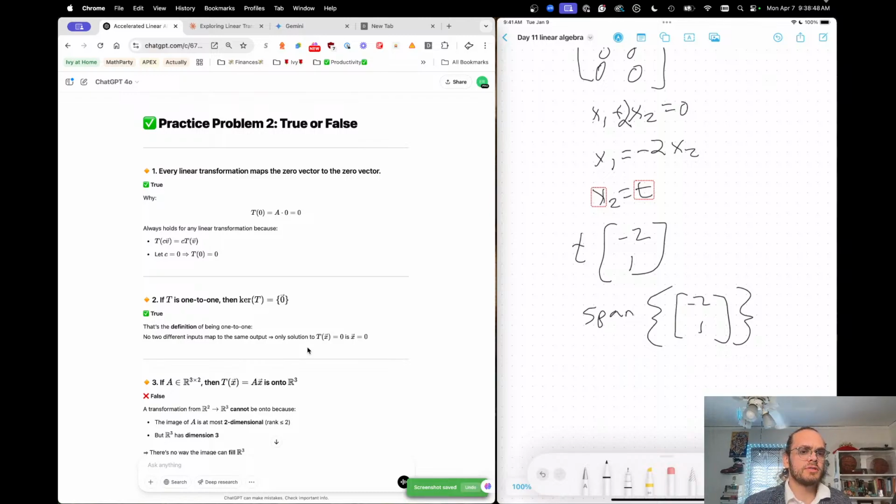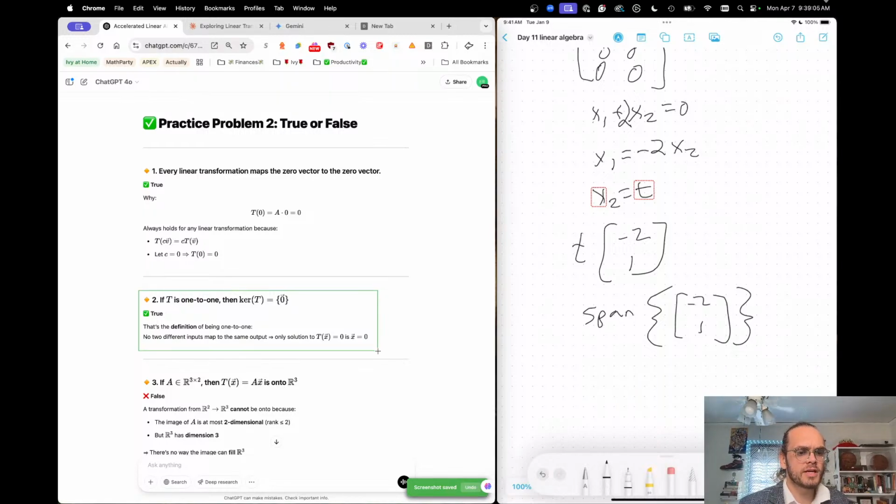If you have c equals 0, yeah. If T is 1 to 1, then the kernel of T equals the 0 vector. That's the definition of being 1 to 1. No two different inputs map to the same output. I'm going to want to definitely screenshot this one. No two inputs map to the same output. The only solution to this equals 0 is x equals 0. The x vector has to be 0 for it to collapse.